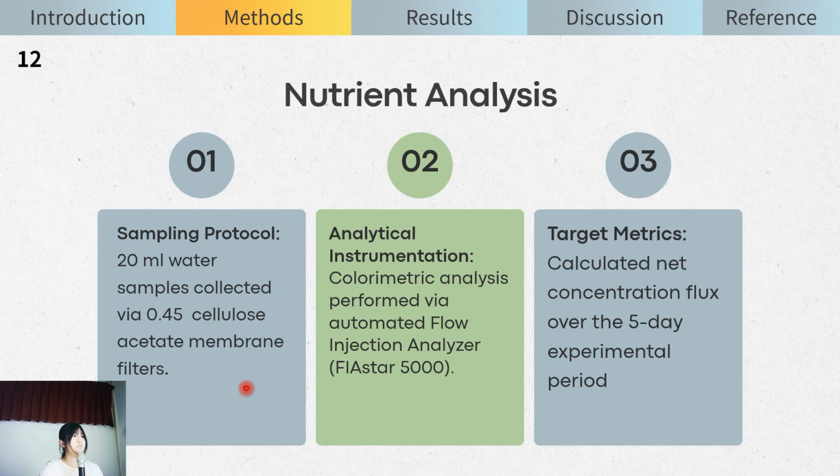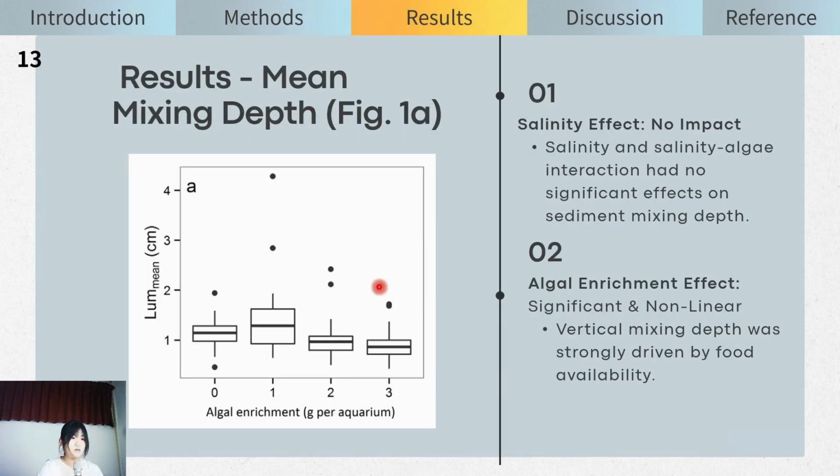We used 20 milliliter water samples collected via 0.45 micron membrane filters. Now the results: the y-axis is the mean mixing depth. We can see that the salinity effect is not significant, and the algal effect is significant and non-linear.